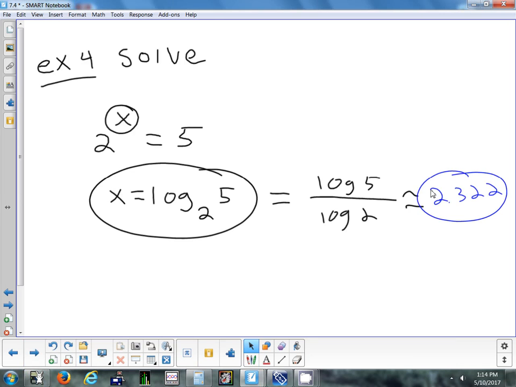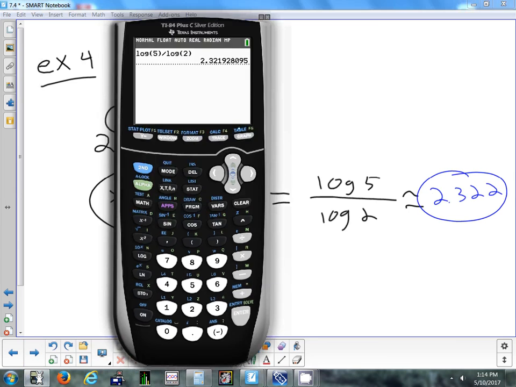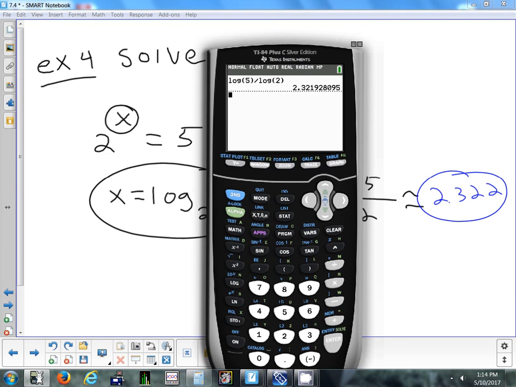And this is super easy to check. Try plugging in 2.322 for x. 2 raised to the 2.322. Am I going to get exactly 5? No, because I rounded it off. I'm probably going to get like 5.0001 or 4.99, something like that. But it's extremely close. Any questions on that one?